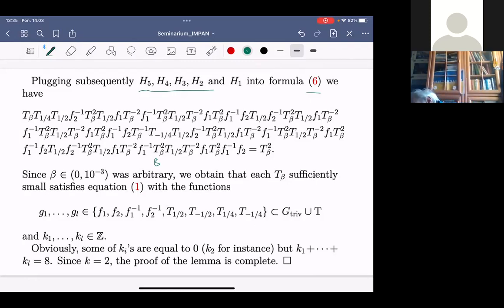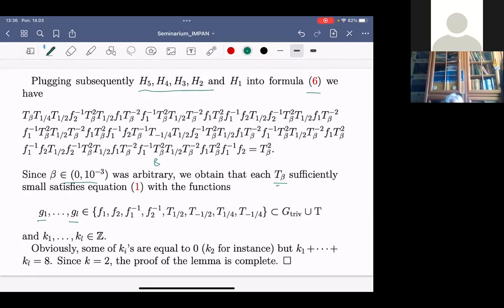And look, in all these considerations, we don't use that beta is of a particular form. It was enough that beta was sufficiently small. If beta was less than 10 to the power minus 3, all computations went through. And in this way, we obtain this formula. And look that all these functions, G1, GL, were defined on some subintervals. Because we had freedom, we were able to define these functions in such a way that they are trivial on some subinterval.